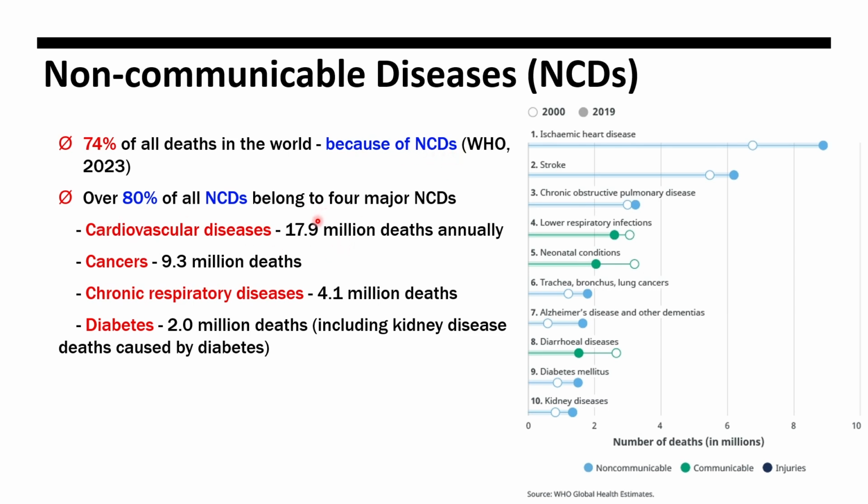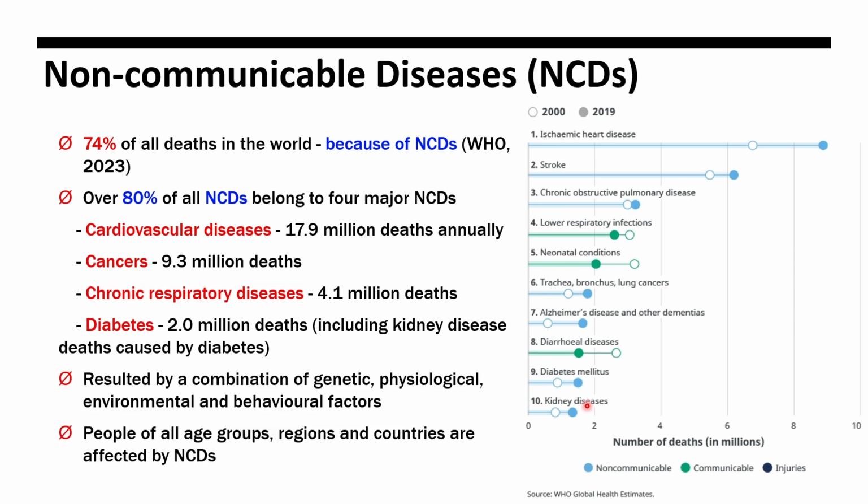Over 80% of these non-communicable diseases belong to four major categories: cardiovascular diseases, which you can see here, these two. Then you can see cancer. Then you can see chronic respiratory diseases here. Then diabetes here, and because of diabetes, kidney diseases can also happen. So you can see both of them here among the main 10 reasons.